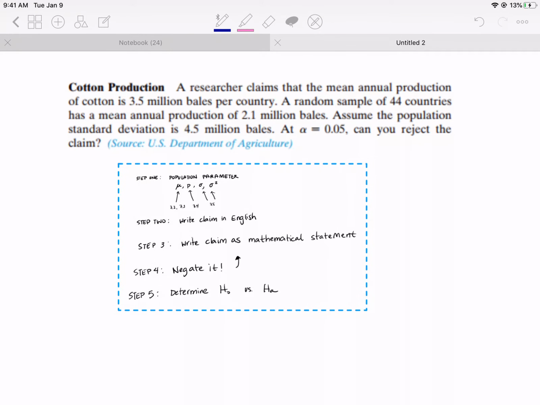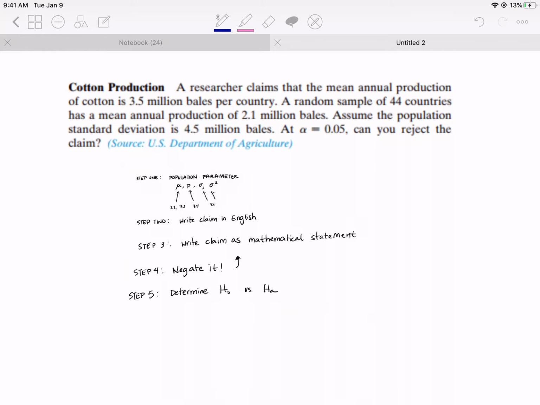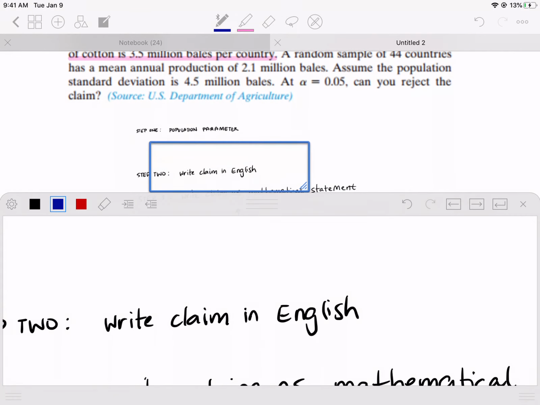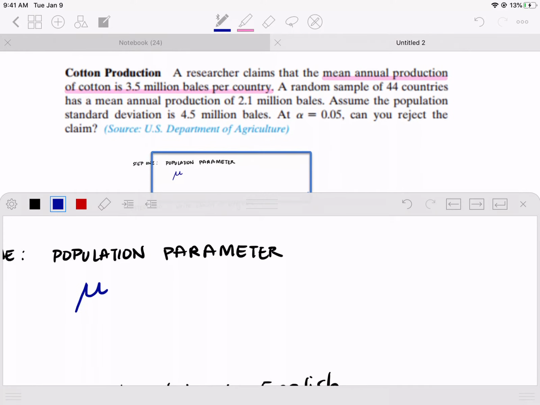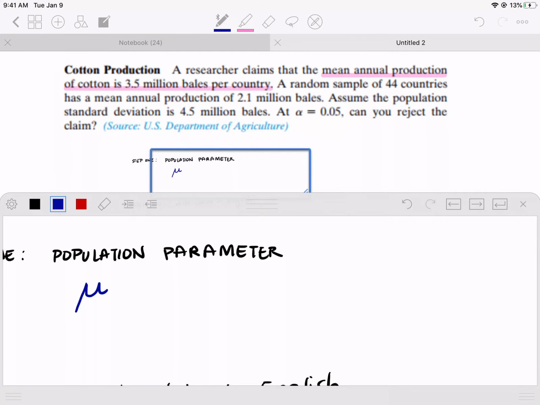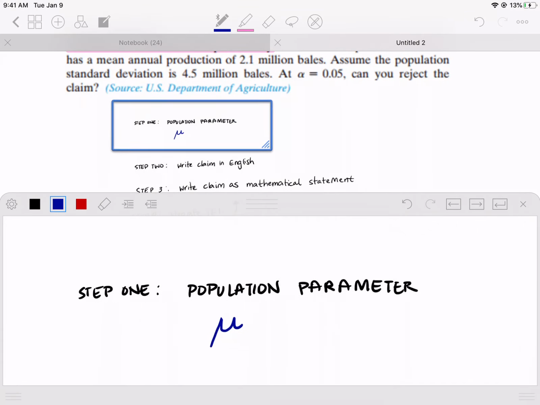Okay, so take a moment. Our claim is about the mean annual production of cotton. So we are ready to write down the population parameter. The population parameter is going to be mu. What does mu represent? Mu represents the mean annual production of cotton per country.